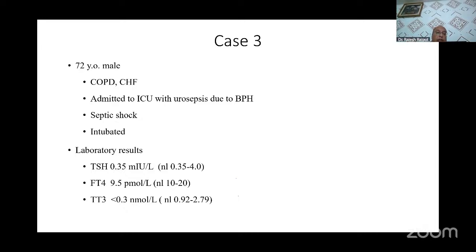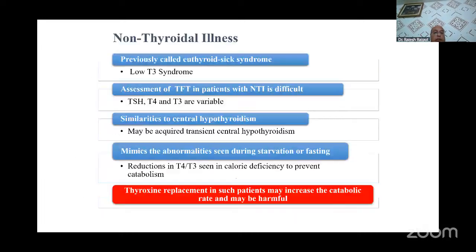Patient was in shock, intubated, thyroid function test was ordered, and this is the thyroid function test. TSH 0.35, FT4 9.5, total T3 0.3. So all the three are reduced. What is your interpretation? Now, this is a classical example of non-thyroidal illness, NTI. Previously, it was known as sick euthyroid syndrome.